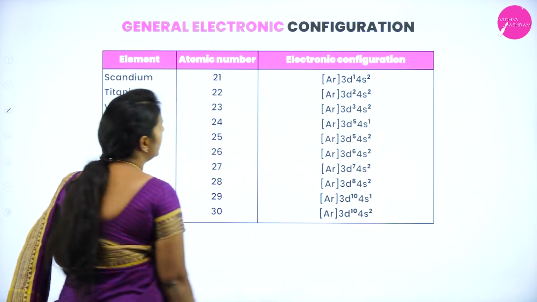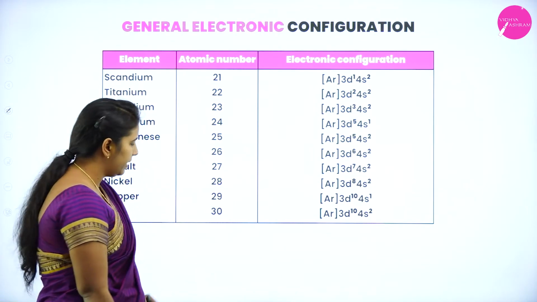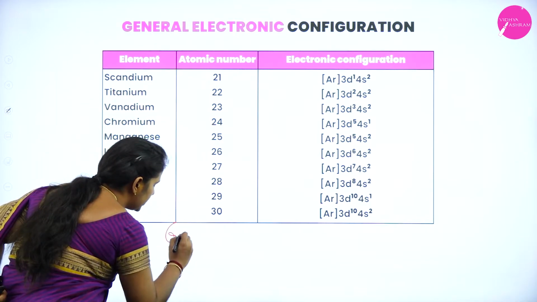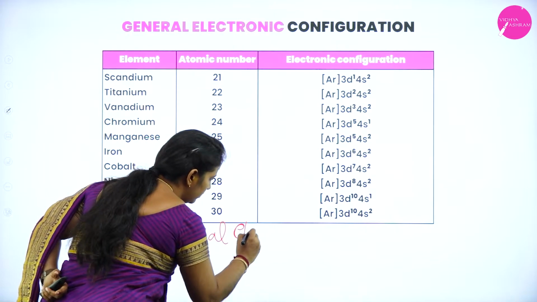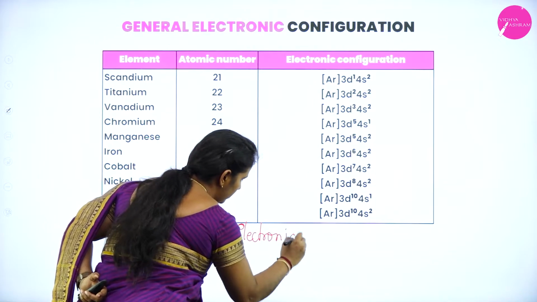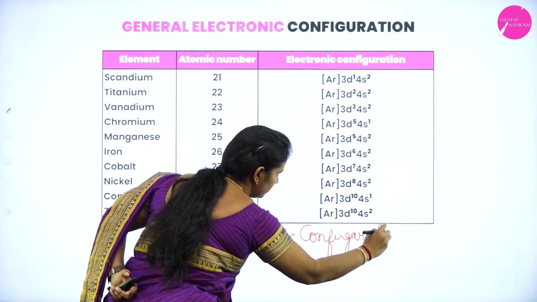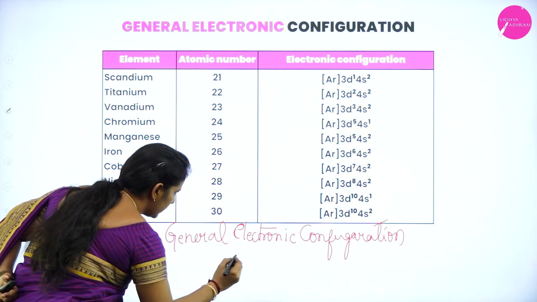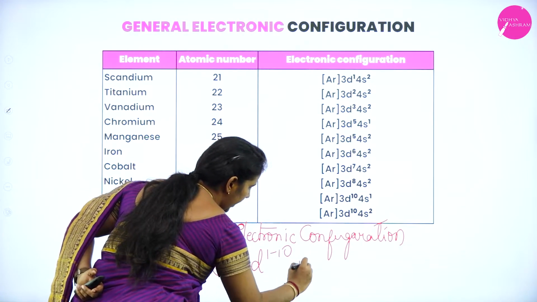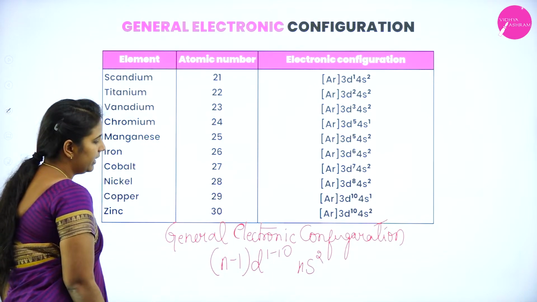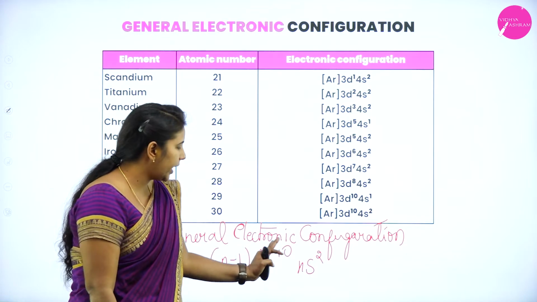So when I am talking about the general electronic configurations of the D block, we must understand what is the general electronic configuration of the D block element. So the general electronic configuration will be written like this: n-1 d 1 to 10 ns2. So what is the general electronic configuration of the D block element? n-1 d 1 to 10 ns2.